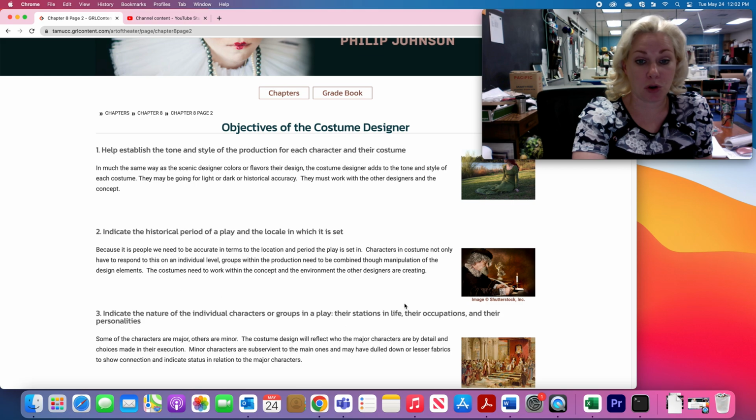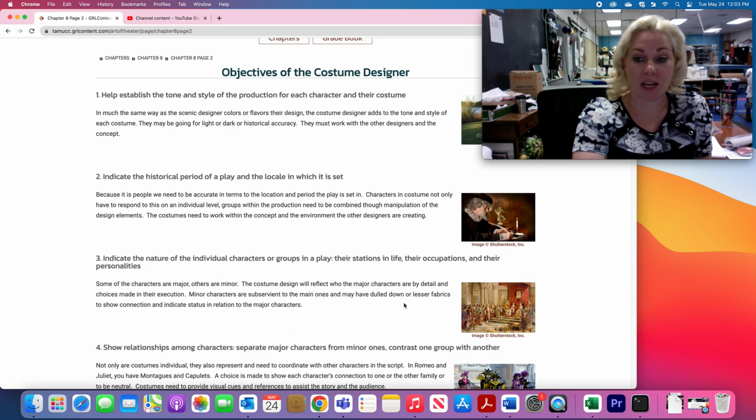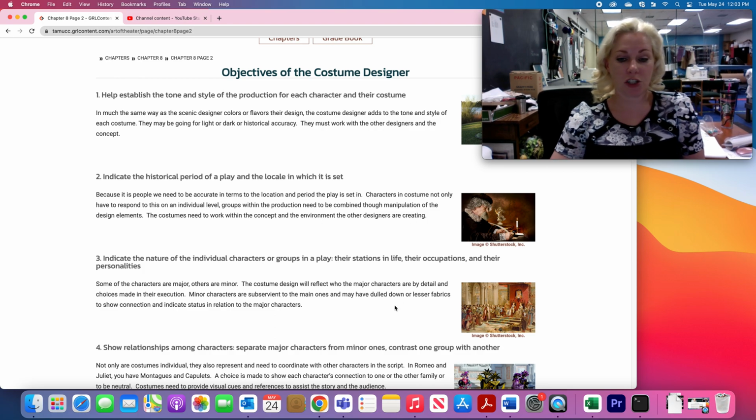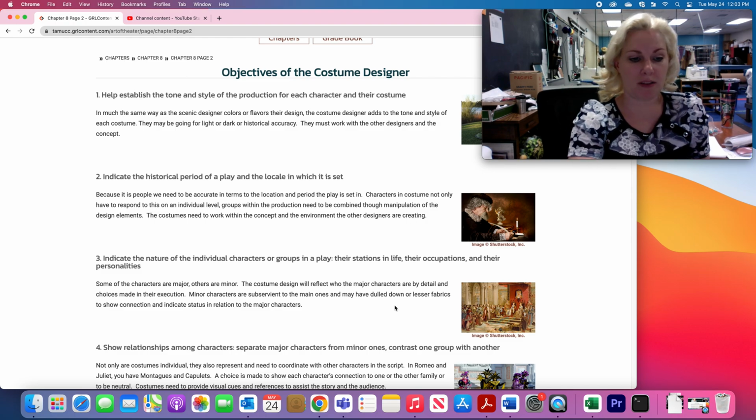History, if we're going to do this historical, where is it set? Time period, oh my goodness, and costuming, time period is everything. We have to know our time period. It dictates everything. Indicate the nature of the individual character, their station. We talked about that.